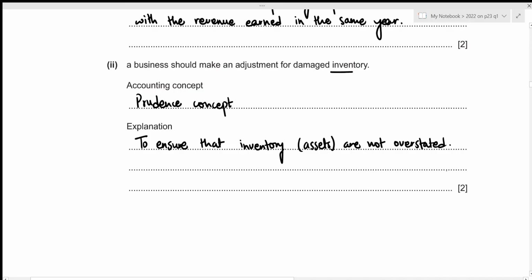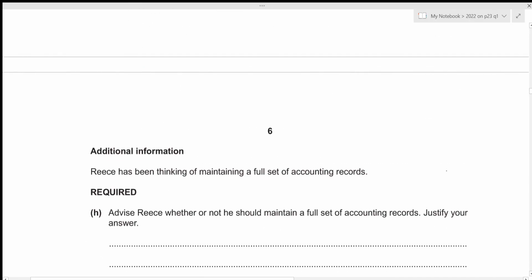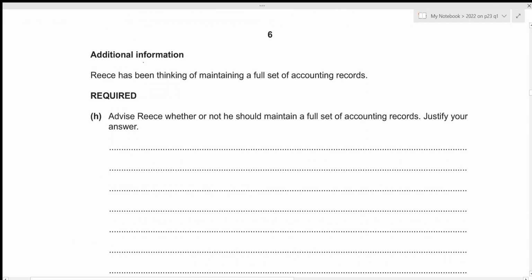This concludes the seventh part. We can now move towards the next one. We are given additional information. Reese has been thinking of maintaining a full set of accounting records. Previously, he did not maintain a full set of accounting records. Now we need to advise whether or not he should maintain a full set of accounting records by justifying our answer. So if he is to maintain a full set of accounting records, it would definitely enable him to monitor and control all of the incomes and expenditures, right?